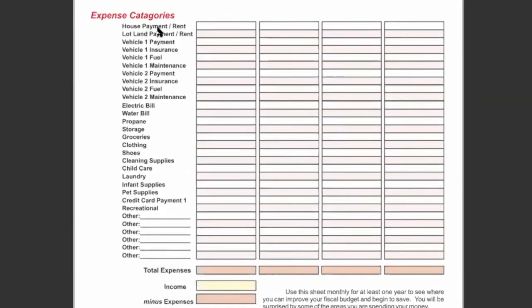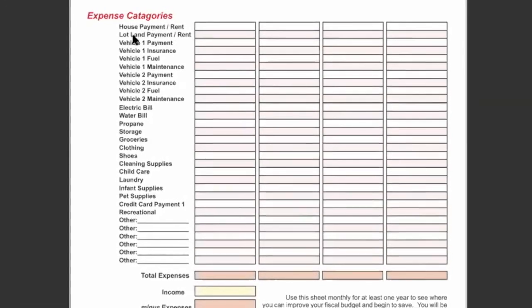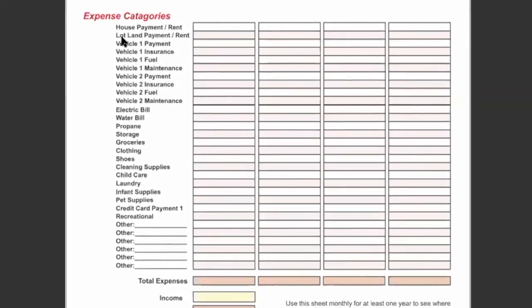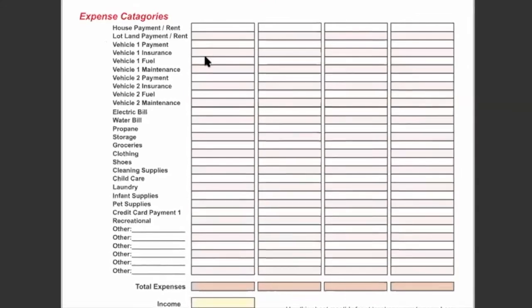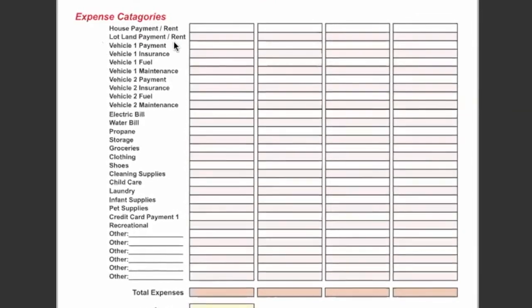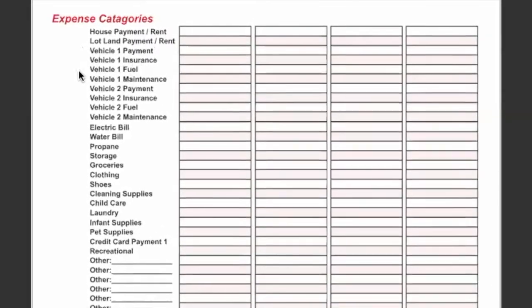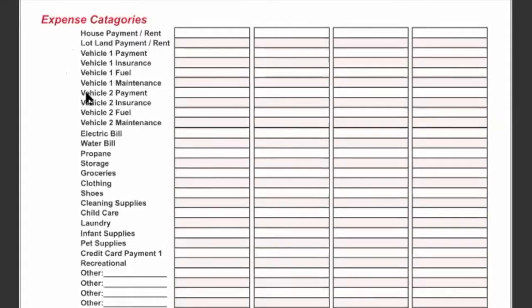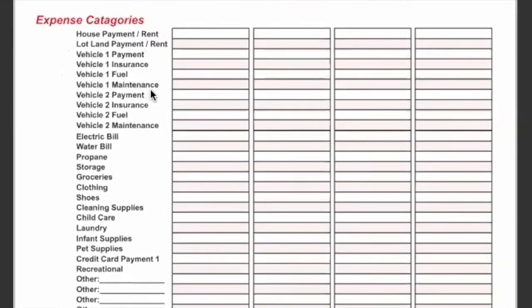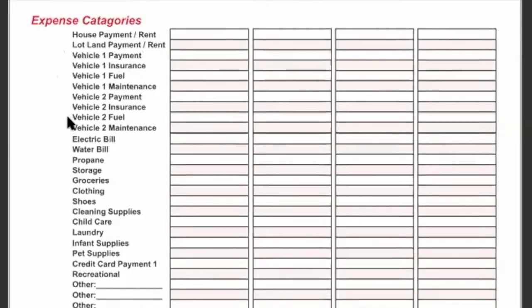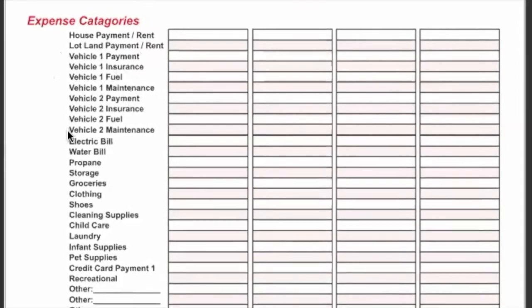So you have a house payment, mortgage or rent. You have land payment, which would probably be a property tax or even rental payment. You have vehicles. Depending on the number of vehicles that you have, vehicle 1 payment. You have insurance. You have to purchase gas for your vehicle, so you have vehicle fuel. You also have to service your vehicle, so why not include vehicle maintenance? And there you have the same subcategories for vehicle 2.